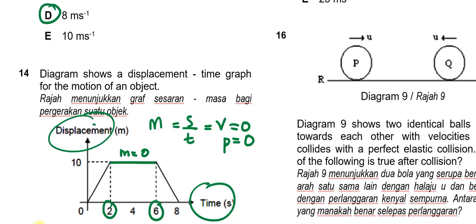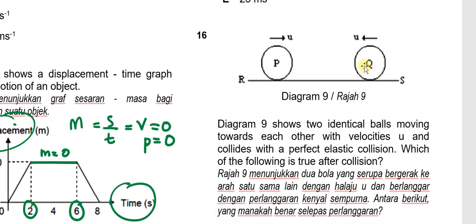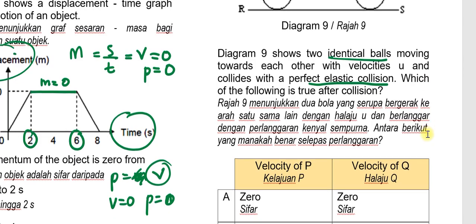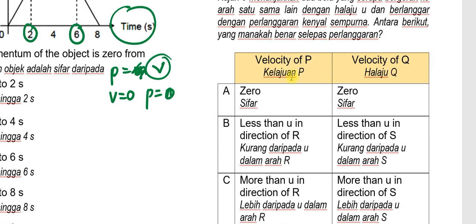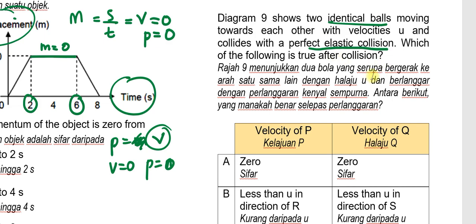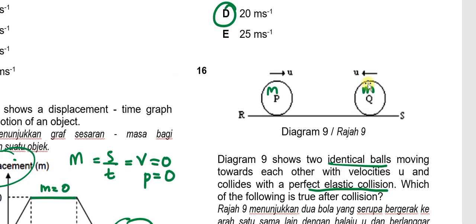Okay, question 16. Diagram 9 show two identical balls moving towards each other with velocity u and collide with a perfect elastic collision. Two identical ball means same mass. So what do the two do after colliding? They say perfect elastic collision. What will be the velocity of P and Q after the collision, they are asking. Okay, let's see.